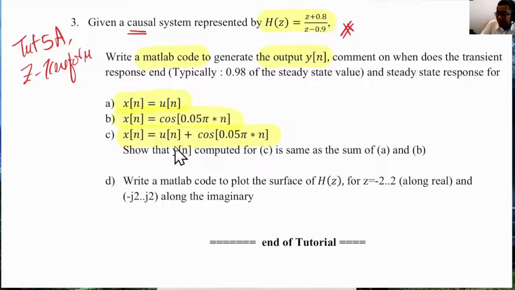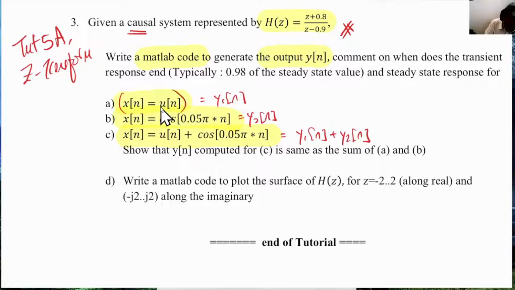And because the system is linear and time invariant, the output generated by, for example, let's call this y1[n], and let's say this is y2[n], this guy is actually y1[n] plus y2[n], the output for this input. That's the idea. Finally, in the last question, we're asked to plot the surface of H(z) from -2 to 2 along the real axis and -2 to 2 along the imaginary. Let us begin.